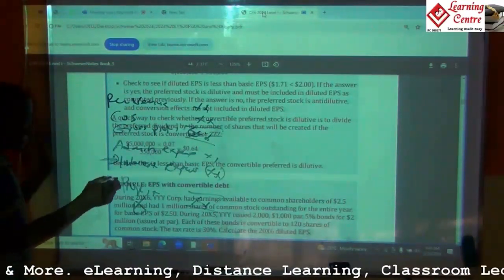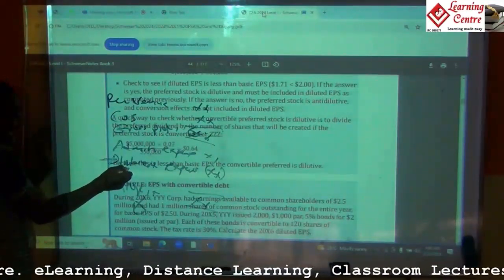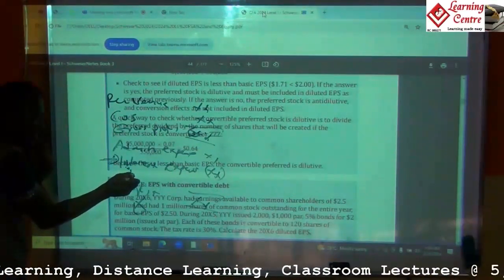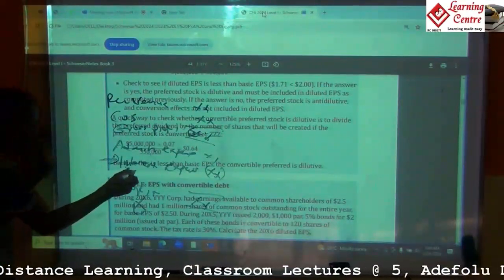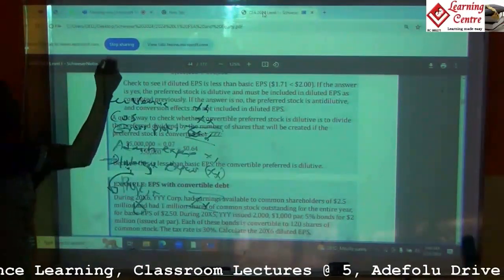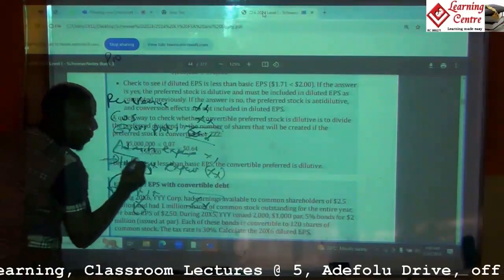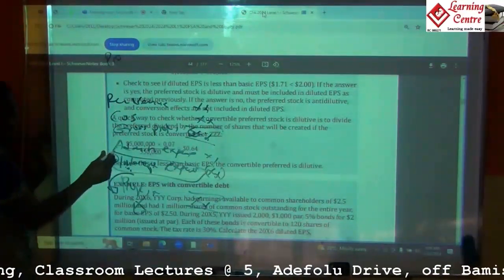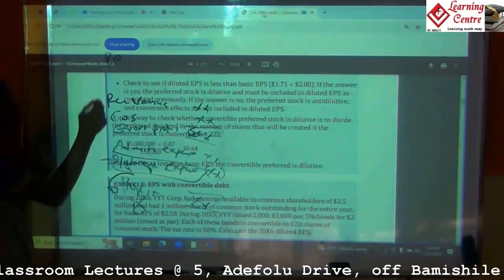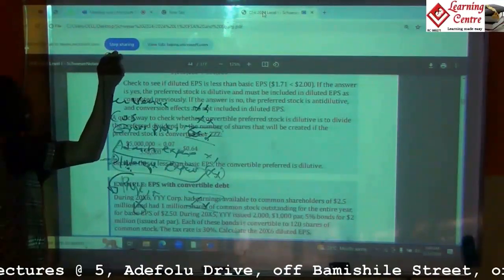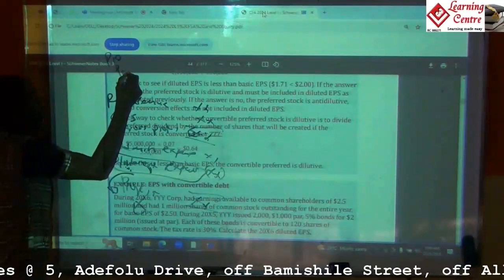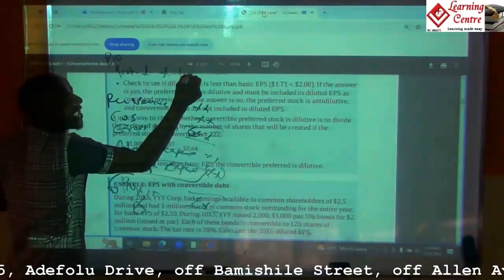So once this person is converting into an ordinary shareholder, you have to add this interest back to the profit. Because at that point, you are not paying any interest expense again. Are we fine? Are we together, everybody? So if you are calculating, they are converting a bond into an ordinary share, you have to add to your earnings or profit, plus interest expense.